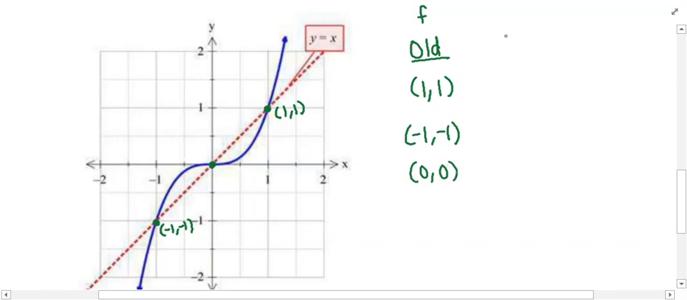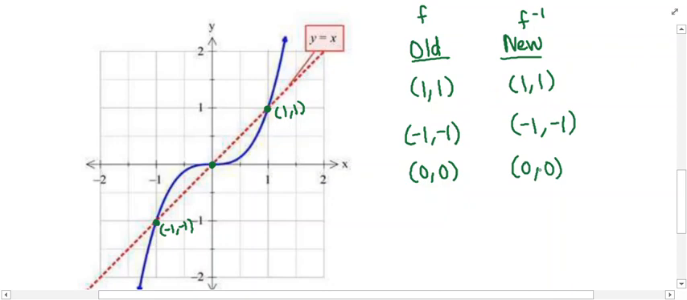What's not necessarily weird, but not helpful, I should say, is if you switch the x and y coordinates here for each of these ordered pairs, you get the same point back, because the x and the y coordinate match for each of these ordered pairs.